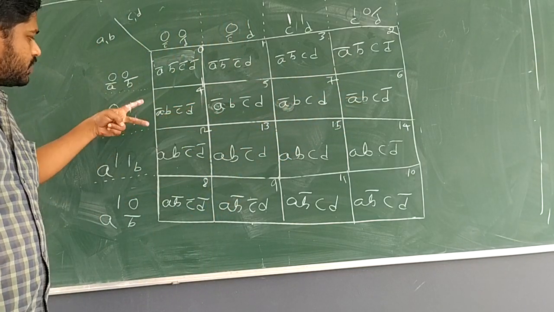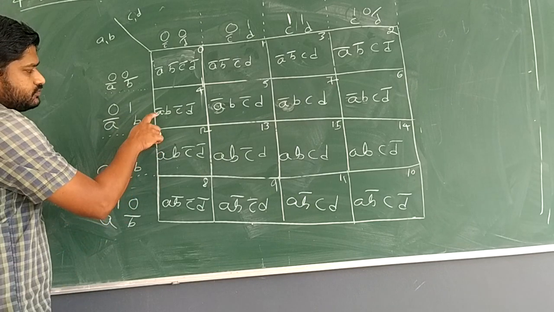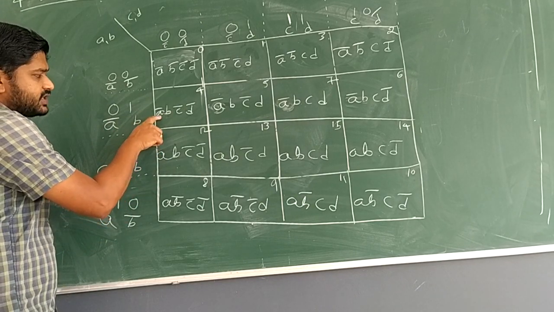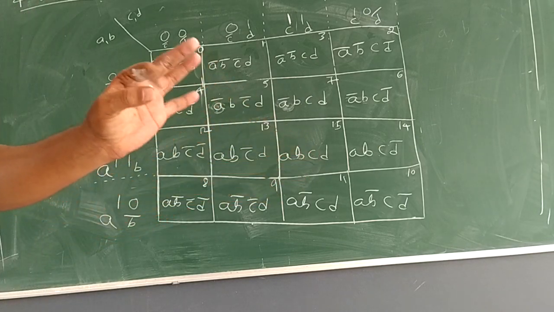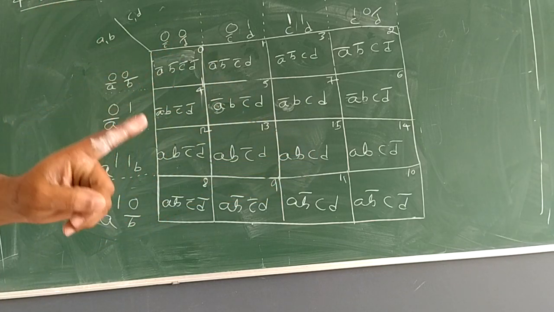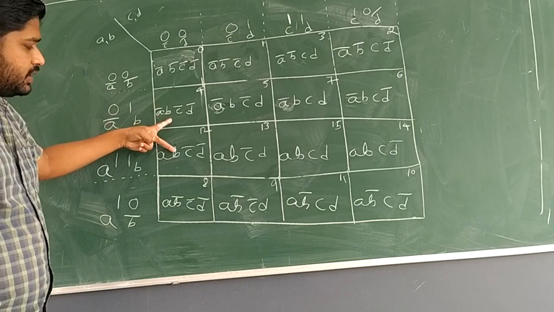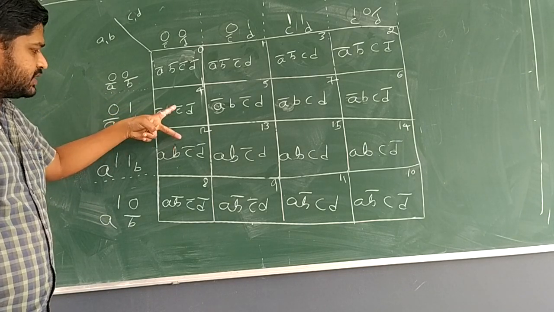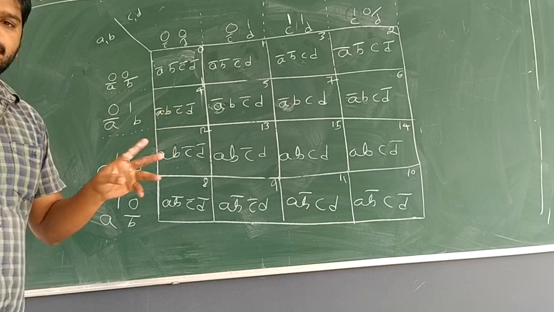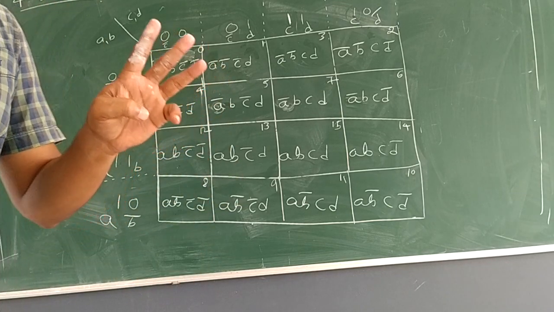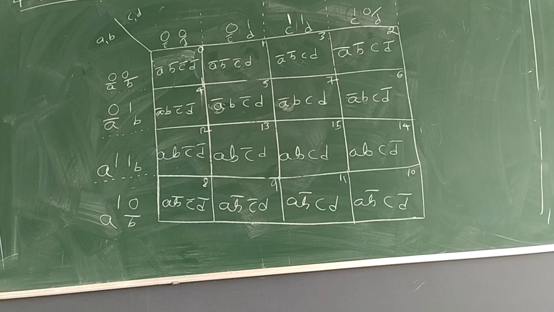Next, compare 4 with 12. See now, what is A? One side A complement, one side A. A complement and A, so we got the first difference. Next B with B, same. C complement with C complement, same. D complement with D complement, same. So we got 3 same and 1 different.